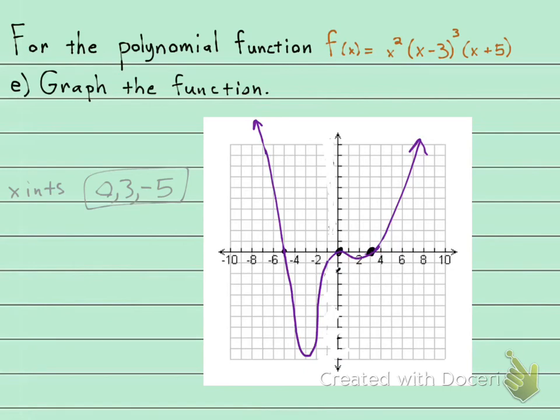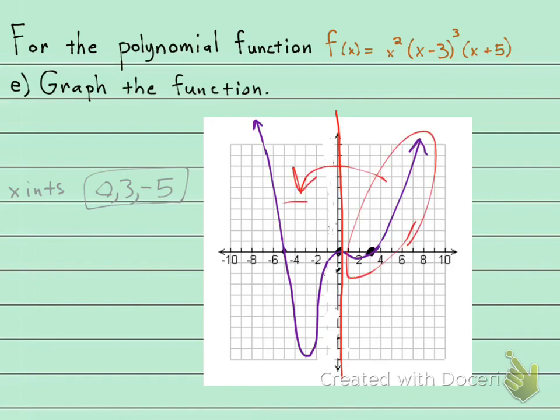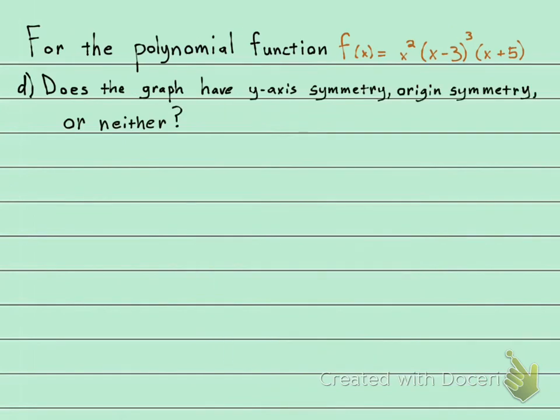Now, part D asks us, is this symmetric? So, is it symmetric about the y-axis? Well, I look at my y-axis. I look at the right. Is this the exact same thing as what's over here? No, it's not. So it's not symmetric about the y-axis. And then if I took this and flipped it over and then flipped it over again, is that the same thing that I see down here? No, it's not. So again, is it y-axis symmetry, origin symmetry, or neither? And the answer here is neither.